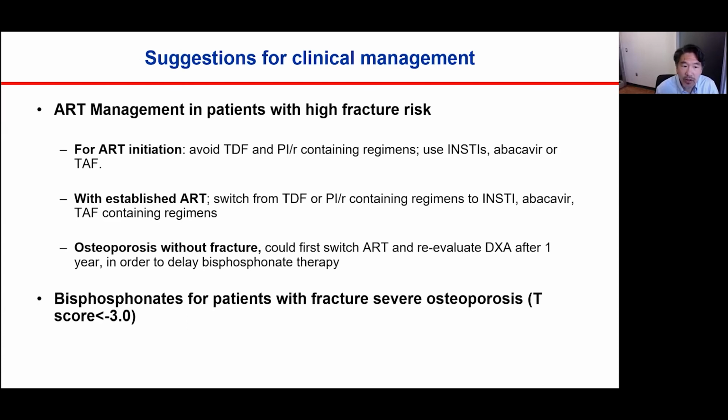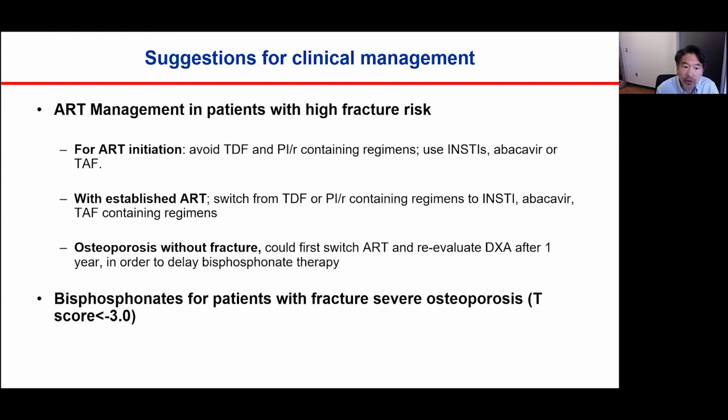As far as patients who are on established antiretroviral therapy regimens, for those who have fracture risks and for those who have DEXA evidence of low bone density, I would switch those who are on TDF or protease inhibitor regimens to ones containing integrase inhibitors, and potentially abacavir or TAF if you need an NRTI.